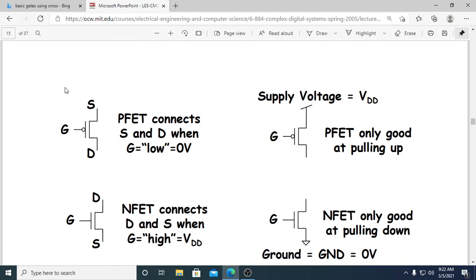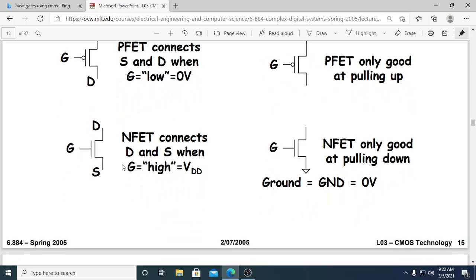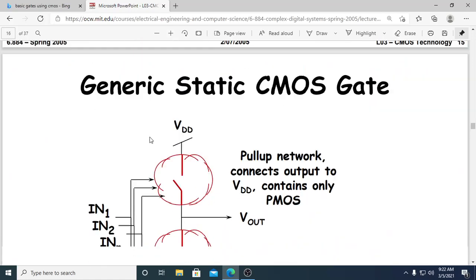This is my NMOS, and the PMOS is where the bubble is. How do we differentiate these two? The bubble indicates the PMOS: if you give 0, it will be on, and if you give 1, it will be off. For NMOS, if you give 1, it becomes on, that is a closed switch, and if you give 0, it is an off switch. We have discussed these things.